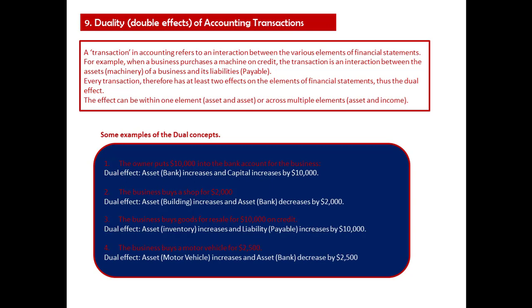Next example, the business buys a motor vehicle for $2,500. Dual effect, asset, motor vehicle, increases, and asset, bank, decreases, an effect within an element.